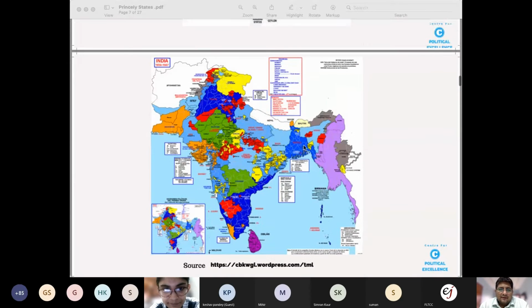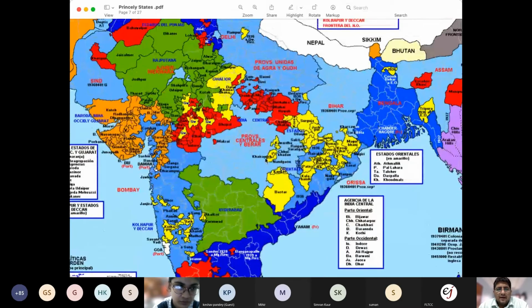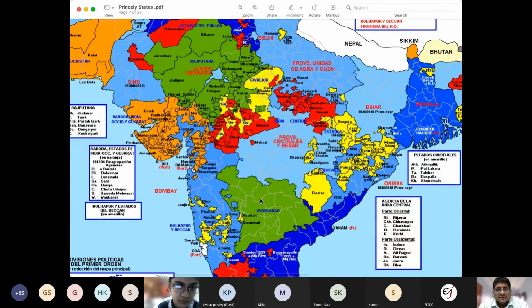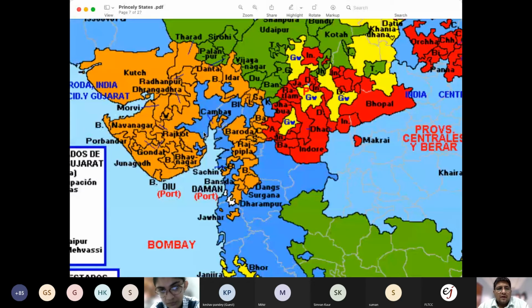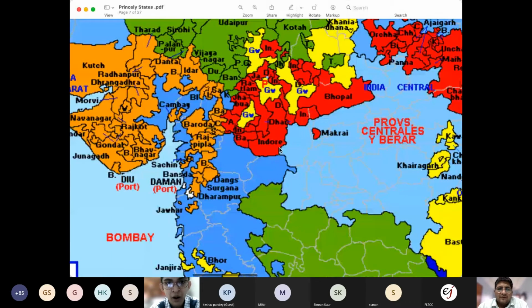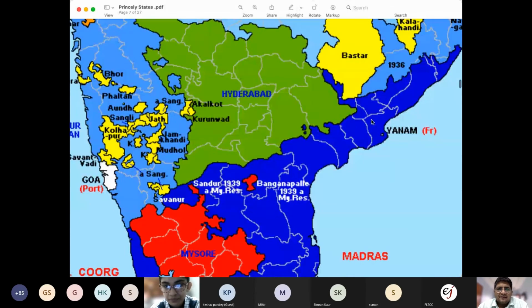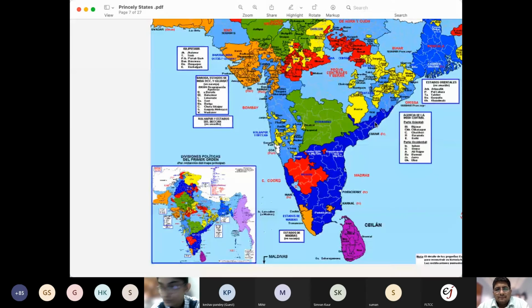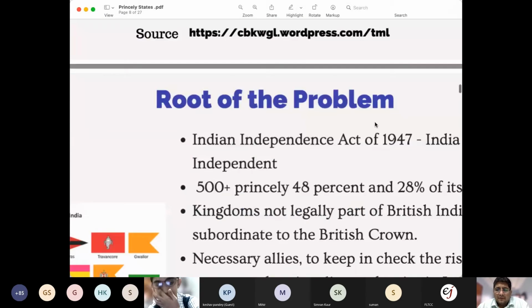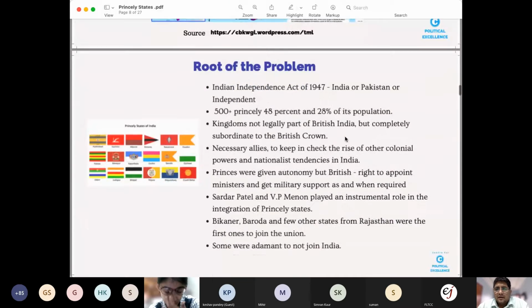In this map, you could see all the princely states that existed in India. Hyderabad was one of the largest princely states, and in this whole region of Gujarat there were more than 200 princely states. And let me tell you one fact: there were many princely states that were just as small as a village. Even in Odisha, as we call it in modern times, there were a lot of princely states in this particular area. So there were some troubles, and we will see.